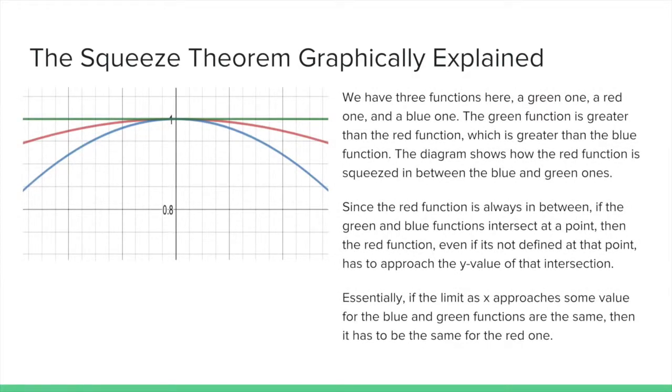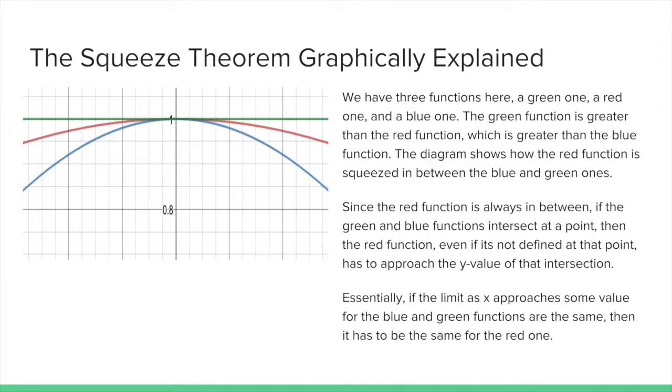Let's take a graph. Suppose this blue function over here is f of x, the red function is g of x, and the green function is h of x. We know that the green function is always greater than the red function, which is always greater than the blue function. Now, as you can see from the graph, the green function and the blue function both tend to approach 1, and the red function is always in between the two. Because the red function is always between the two, and the blue and green functions both approach the same value, we know that since the red function is always in between, it has to approach the same value. And this is what the squeeze theorem is saying.